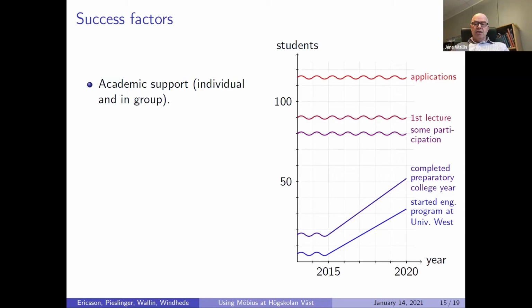During this period, we have taken some important steps that we believe have contributed to the increased number of students passing the Preparatory College Year. I will give you some examples of this. First, academic support, both in groups and on an individual level. For instance, in my schedule, I have extra hours almost every week for individual support. Extra hours in the first quarter. I will come back to that in a couple of minutes.